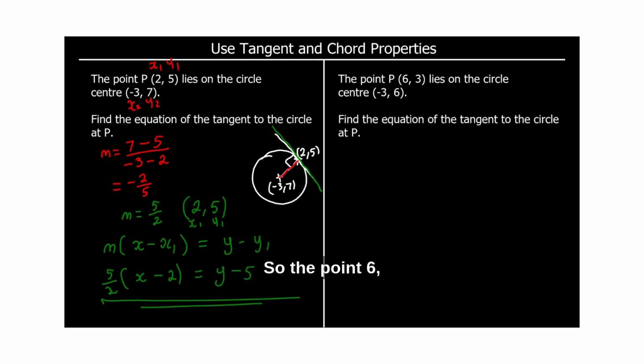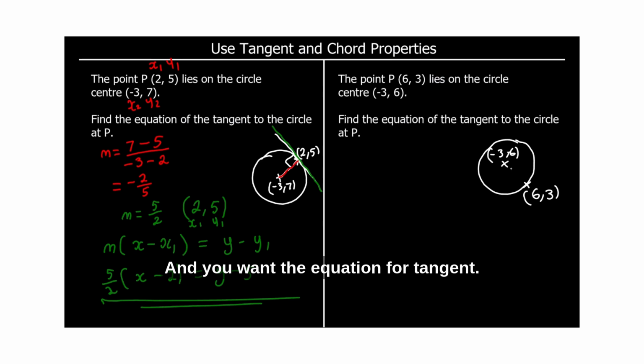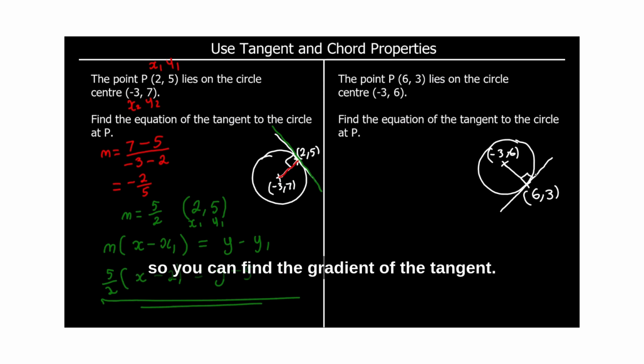So the point (6, 3) lies on the circle. So you've got a point (6, 3) on the circle. The center's at (-3, 6). And you want the equation of the tangent. So again, if you find the gradient of the radius, you know that you've got perpendicular lines, so you can find the gradient of the tangent.